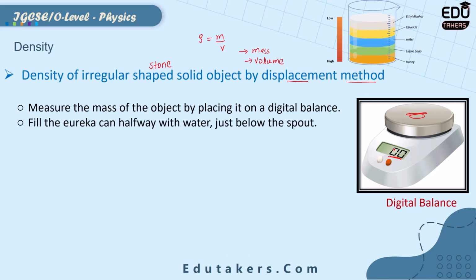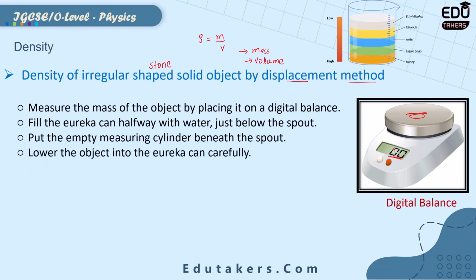For that, you actually have to use the displacement method. In this method, you need to fill the Eureka can with water, about halfway, up to the spout's level. After that, also put the empty measuring cylinder beneath the spout. And then you need to place the object into the Eureka can carefully.